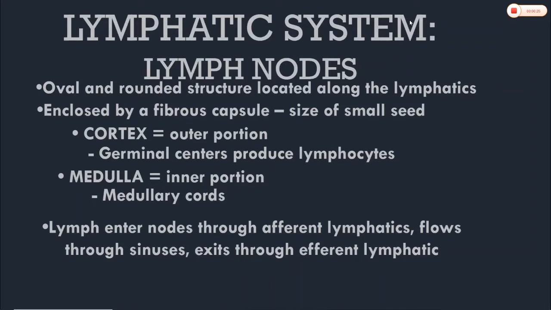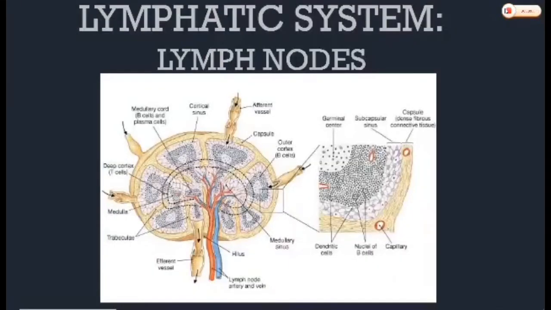So the cortex is the outer portion where the germinal center produces lymphocytes, while the medulla is the inner portion where we can find the medullary cord. So this is the image of lymph nodes. This is the lymph vessels, and we can see the medulla or the inner portion and the cortex or the outer portion.